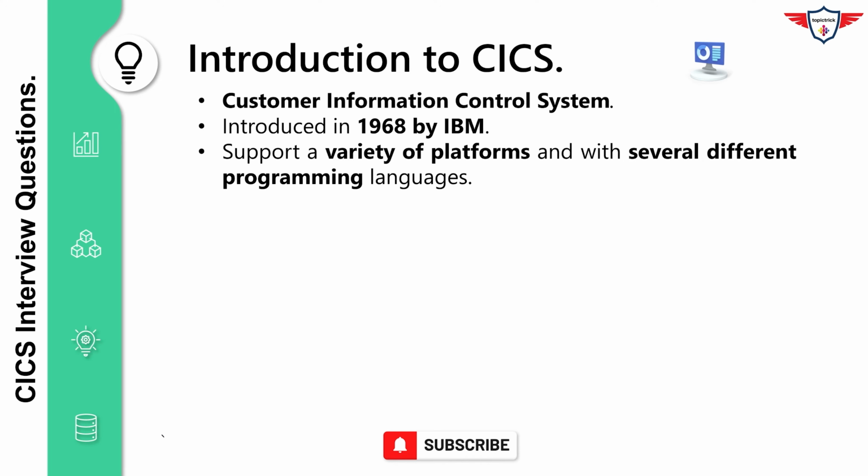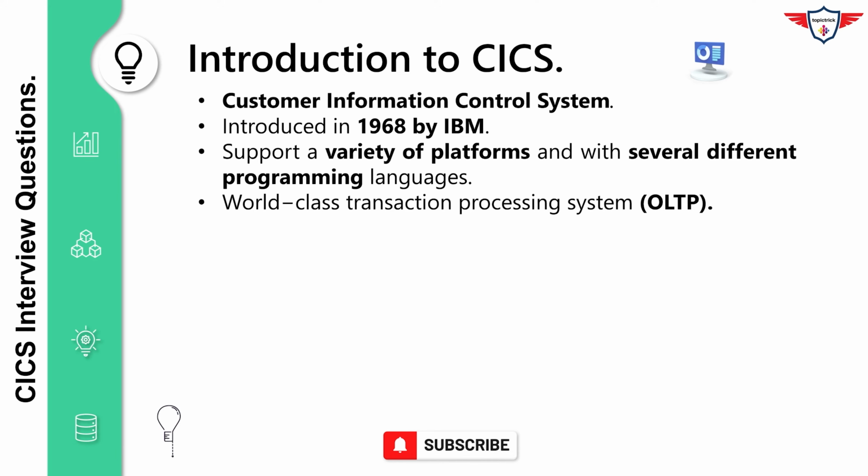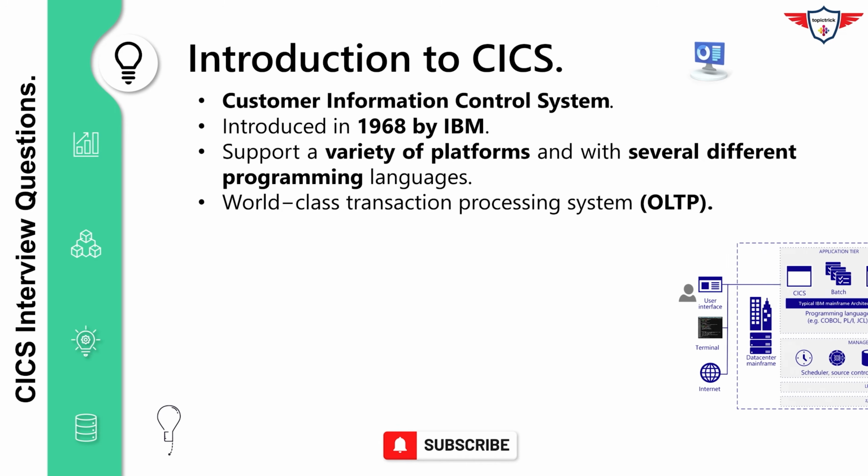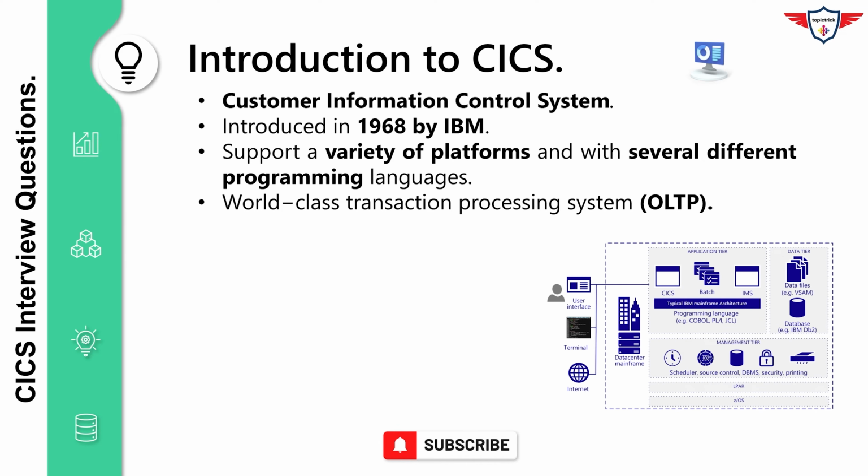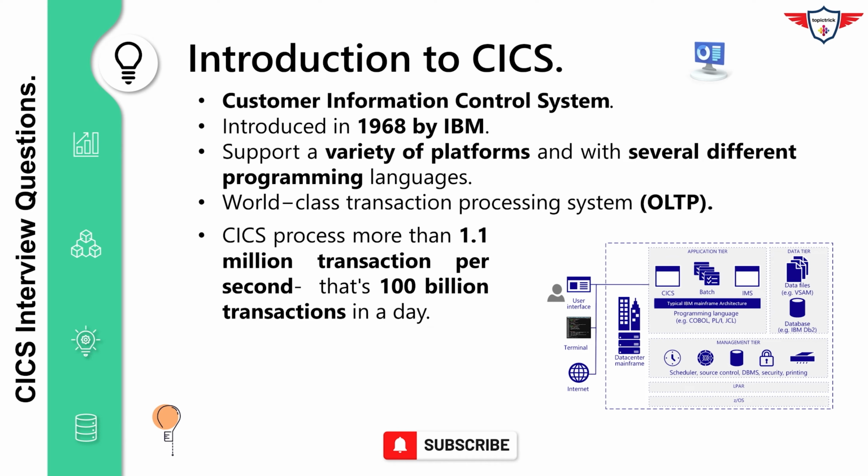And with the introduction of IBM's CICS Transaction Server, CICS became the premier server for Internet applications. CICS is a world-class transaction processing system. As such, it can handle billions, yes, billions of online transactions every day for banks, airlines, insurance companies, hospitals, and e-business sites. CICS processes more than 1.1 million transactions per second, that's 100 billion transactions in a day.